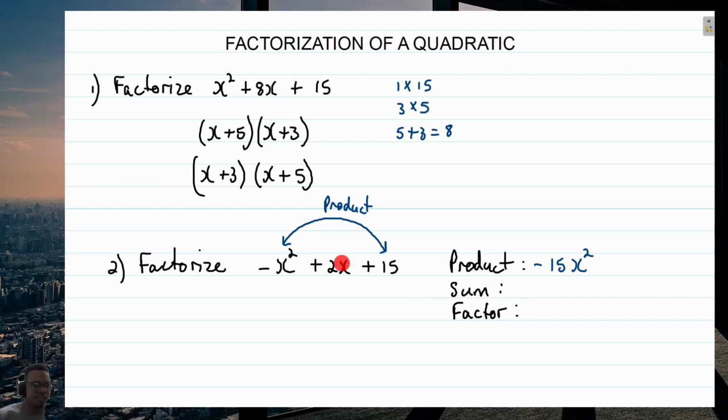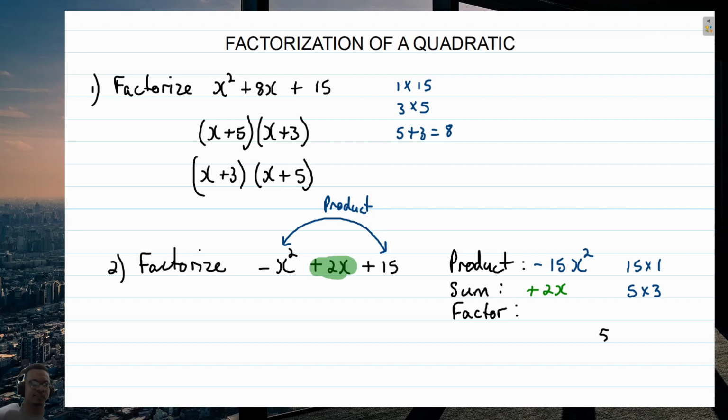And my sum would be this middle term here. And that middle term is positive 2x. Now again, I'm going to look for the factors of my product, which would be 15. So I'll write out all the factors I know, which is 15 by 1 and 5 by 3. Now I'm going to look at both of them and see which one, if I add or subtract, I would get the sum, which is 2. Now 15 and 1, there's no way that could ever give me 2 if I add or subtract. But 5 and 3, if I say 5 take away 3, I could get 2.